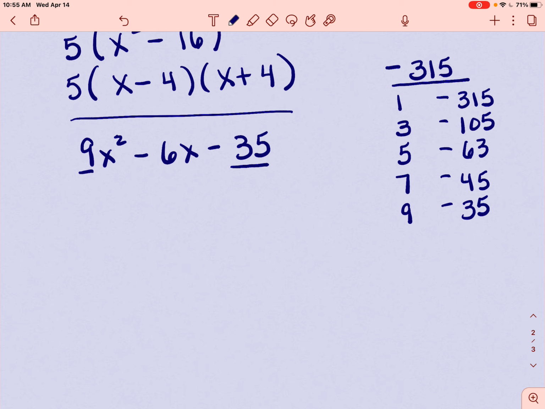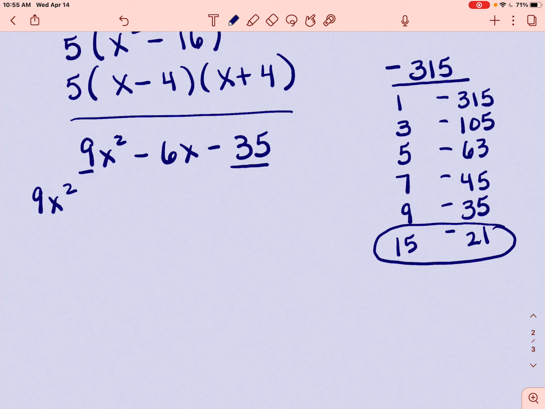12 doesn't work. That's maybe 15. Yeah, I've skipped a couple, and it won't matter as long as I find the ones that work. Okay, that one looks like it's going to work right there. So if you want to save yourself a little time, you can stop as soon as you see the ones that actually work. Okay, now I need to rewrite 9x squared minus 21x plus 15x.